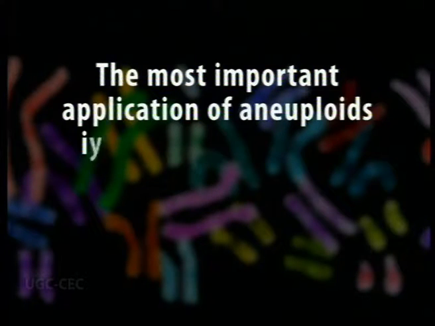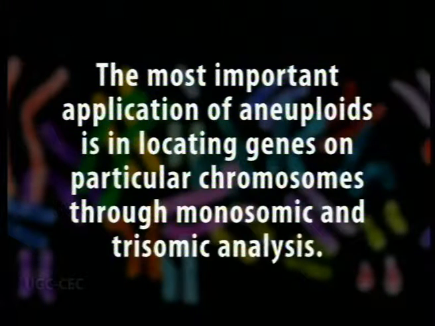The most important application of aneuploidy is locating genes on chromosomes by using monosomics and trisomics. The most important technique which is used for this purpose, we call monosomic or trisomic analysis, for locating genes on specific chromosomes. Before the advent of molecular technologies or molecular tools, recombinant DNA technology, earlier the breeders or the cytogeneticists were using this monosomic and trisomic analysis basically for identification of genes on chromosomes.